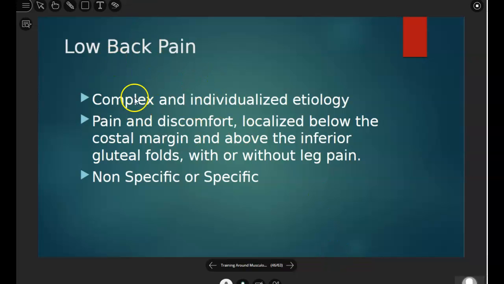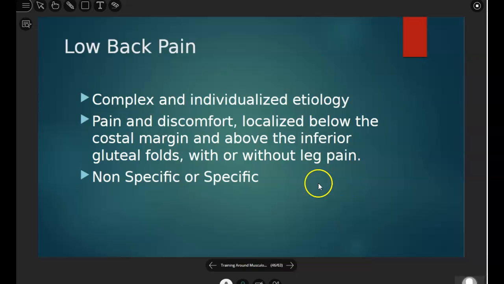So you can start with low back pain. What's the actual definition of low back pain? Low back pain is probably the most complex form of pain, and it has an individualized etiology, which means it can come from a number of different reasons. Low back pain is pain and discomfort localized below the costal margin and above the inferior gluteal folds, with or without leg pain. So that's the definition of low back pain.